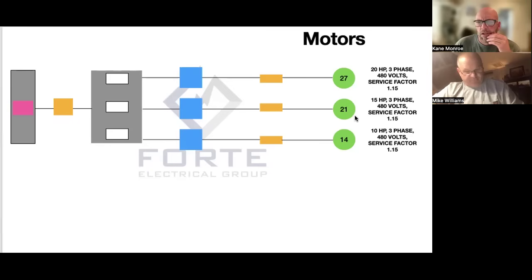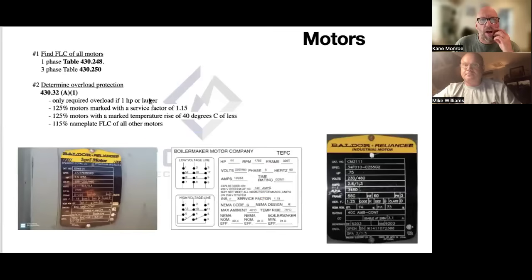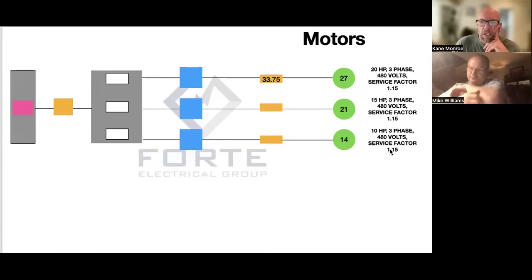The 15 horsepower is going to be 21, and the 10 will be 14. Okay. And now we've got to determine our overload protection on those motors. And that's where 430.32(A)(1) comes in. So we've got to remember to look at our service factor, I'm sorry. And according to our question, our service factor is 1.15.